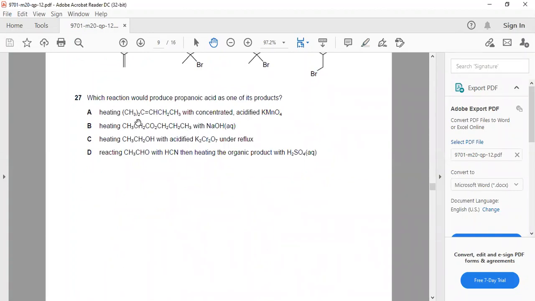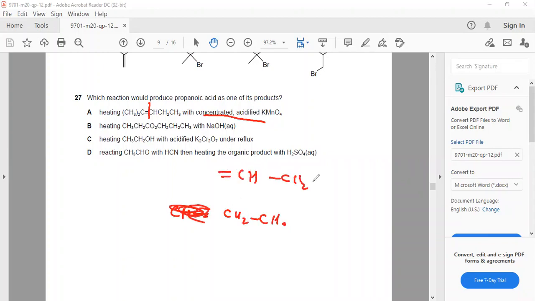Question 27. Which reaction would produce propanoic acid as one of the products? So with hot concentrated KMnO4, the double bonded carbon, if there is H on the double bonded carbon, so this H converts into carboxylic acid.